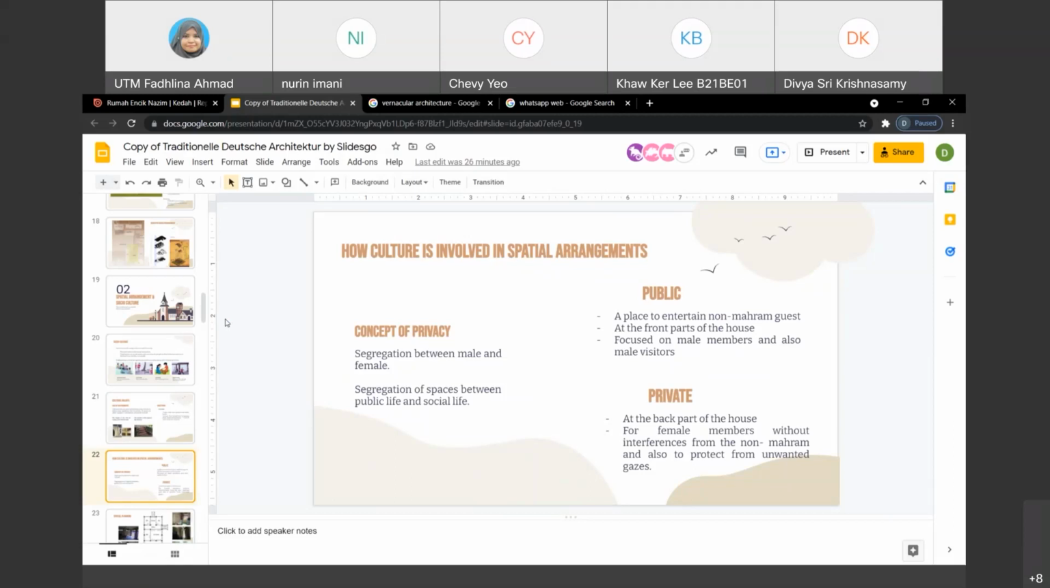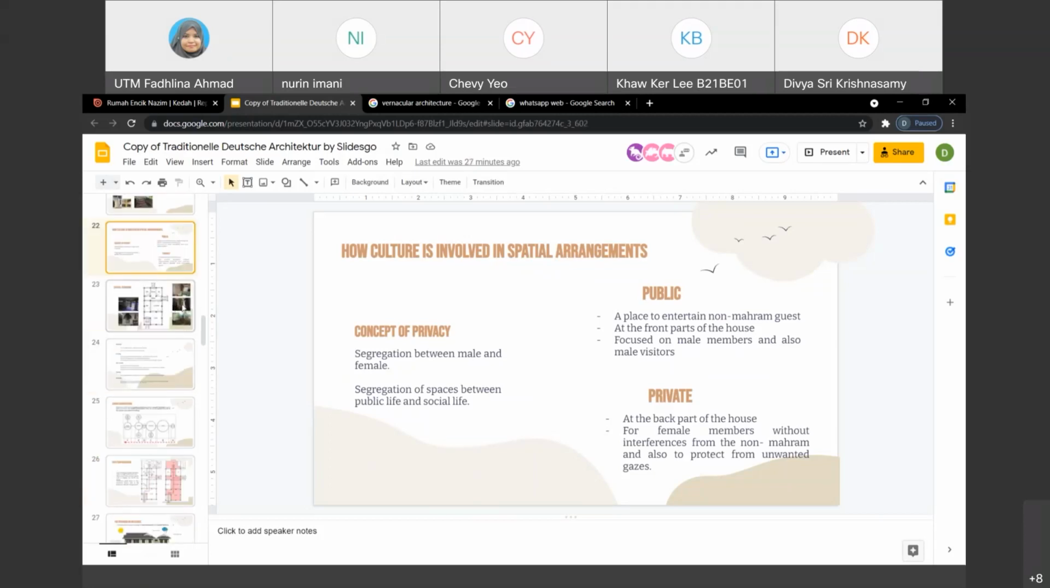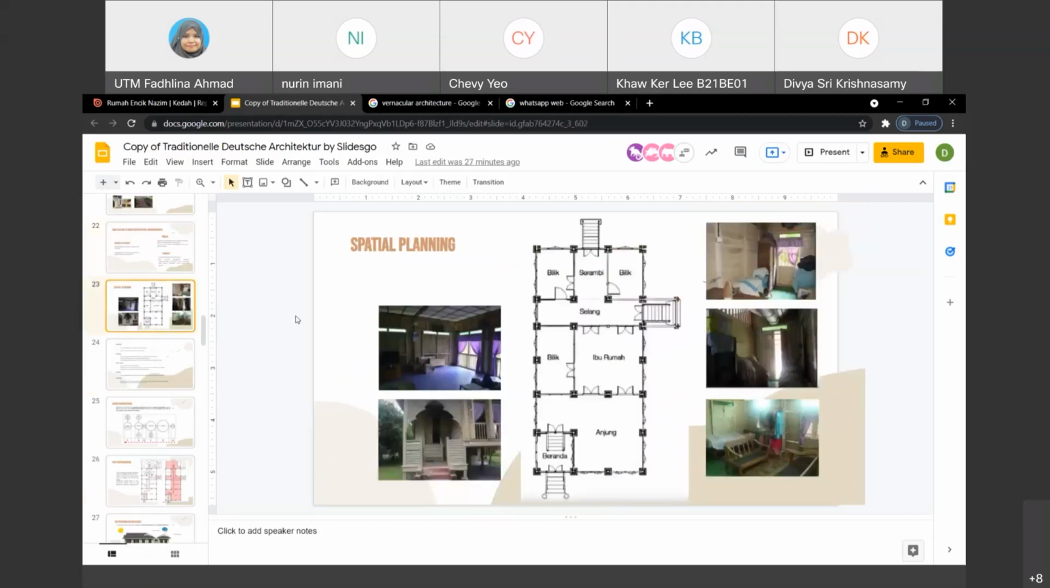And the next one is the private space. It is commonly placed at the back of the house, and it is for the female members, so that there is no interference from the non-mahram, and also to protect from unwanted cases. The next one. So this is the spatial planning before the renovation of the house.